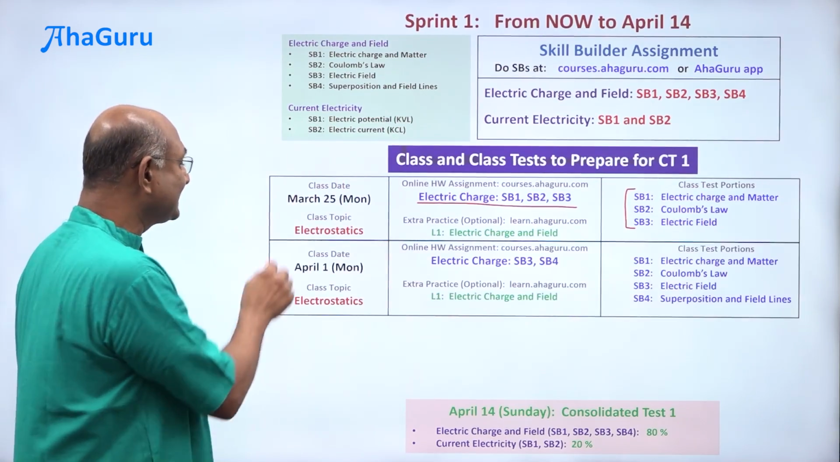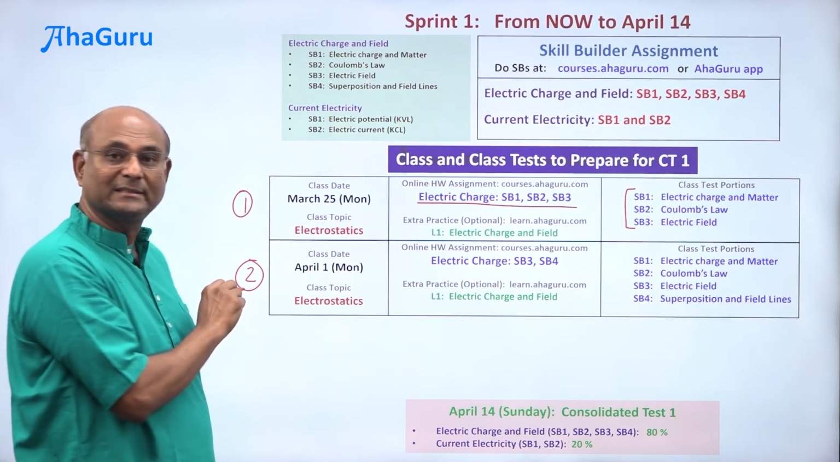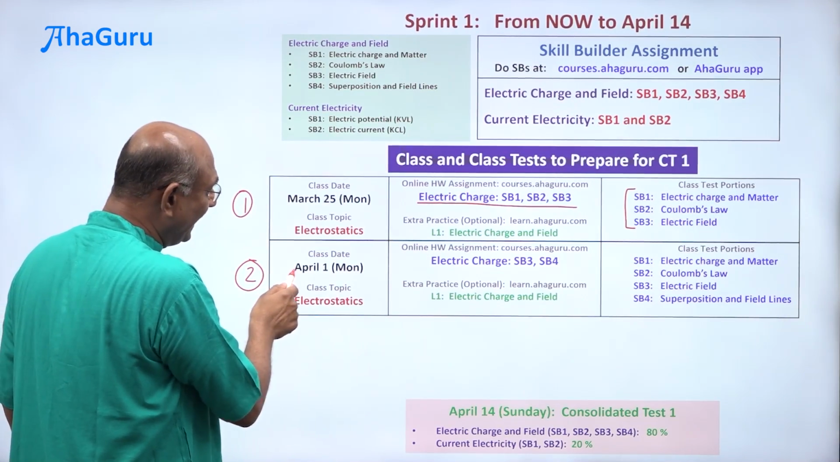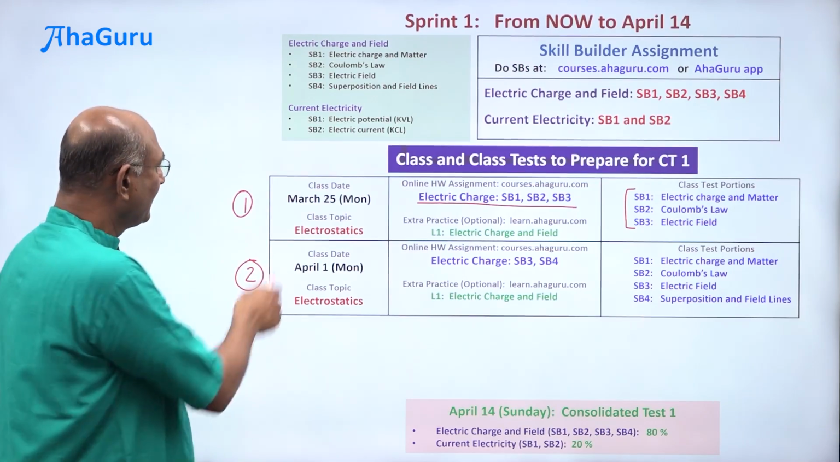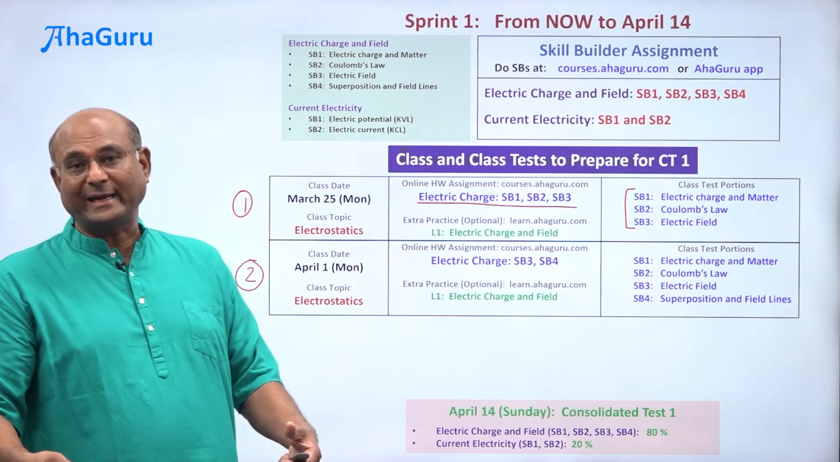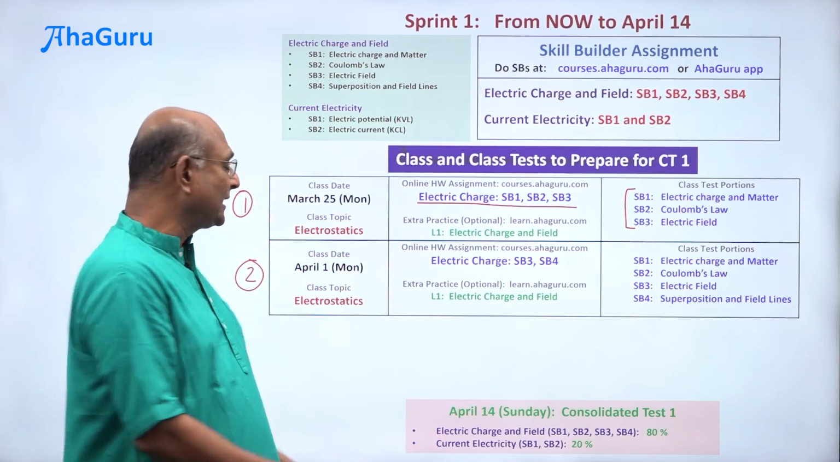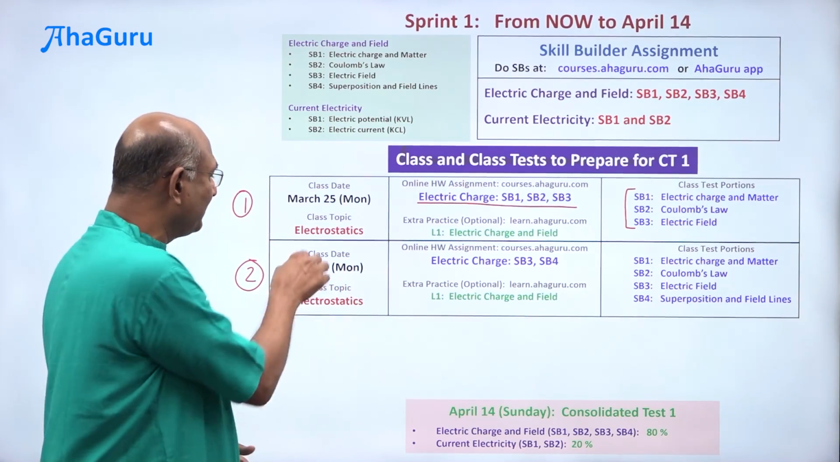Now let me look at the second class. So this was the first class. Now I'm looking at the second class. So the second class is going to be on April 1, again the next Monday, March 25th, the next Monday is April 1. Class topic will be electrostatics, but it will have a little more advanced stuff. It will have, for example, electric potential, scalar fields, things like that will be coming in.